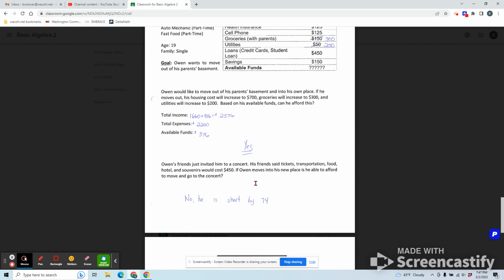Yay! Owen's friends just invited him to go to a concert. Tickets are $450 for everything. If he were to move into his new place, does he have enough in available funds to go? No. He only has $376. Concert's $450. So he's short $74. Maybe he can ask mom and dad for the $74 as a housewarming gift for leaving. I don't know.